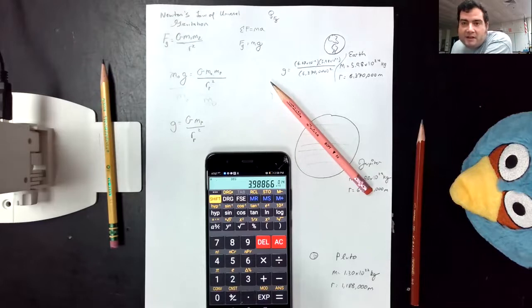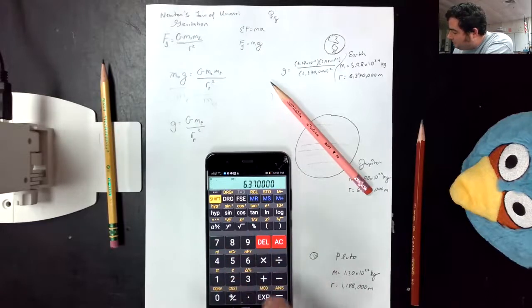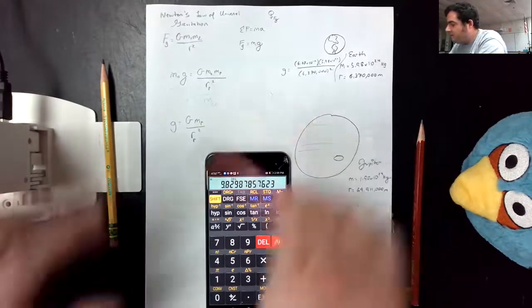Rather than dealing with the inverse and then the square, which can sometimes cause order of operations issues, I'm just going to divide by the radius twice. 6,370,000, divided by 6,370,000. 9.83. I'm pretty happy with that.